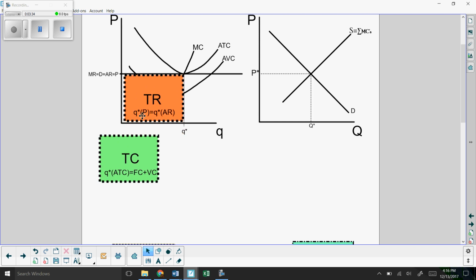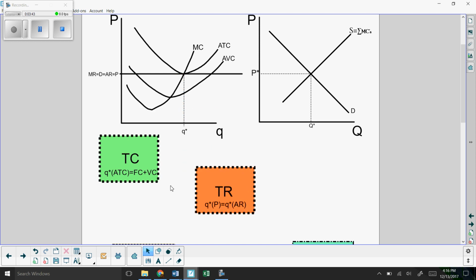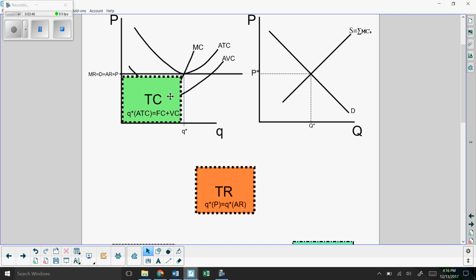This is total revenue because it's average revenue times the quantity I make, or it's price times the quantity I make. This box is total cost, but for a different reason. This box is total cost because it's ATC of the quantity I make. So here's ATC. It's a function, like an f of x you'd have in math. Now I know a particular x value. Q star might be 24 units. And when I make 24 units, this is the ATC I experience. So it's ATC times the quantity.